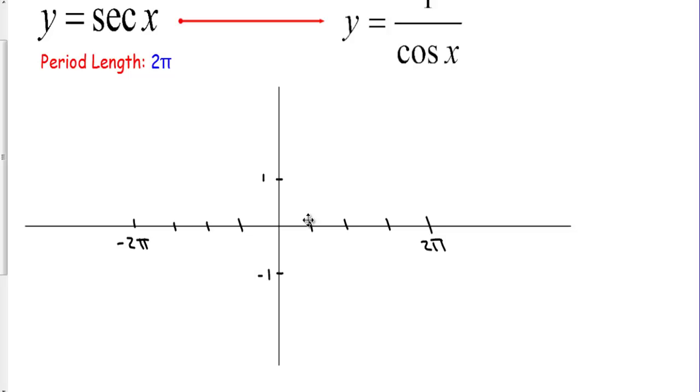So we're going from negative 1 to 1. Cosine starts at 1, then hits 0, negative 1, 0, and 1. This is the graph of cosine.